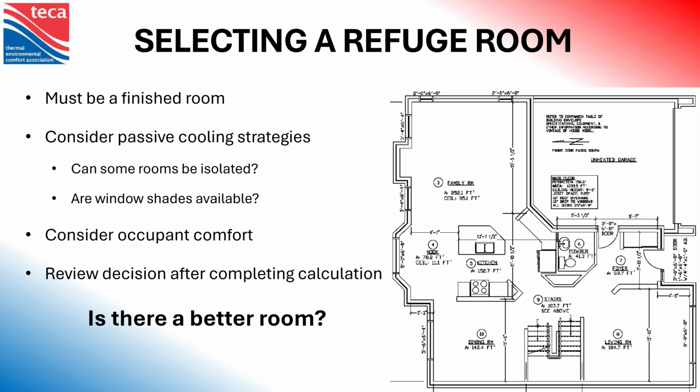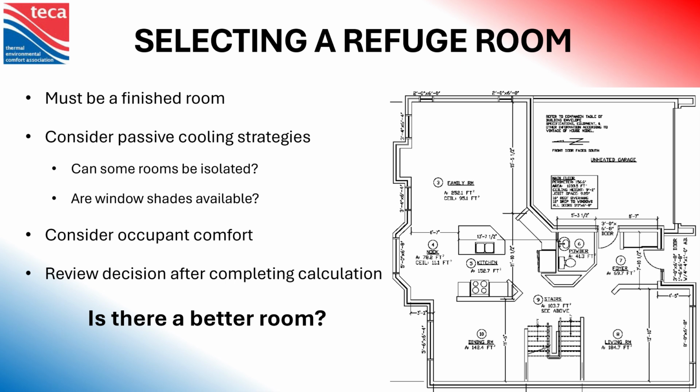So when we're making this decision to select a refuge room, just keep a couple things in mind. So it has to be a finished room. You should consider passive cooling strategies. So in my own home, one of the methods that I use to control the heat is I close off certain doors when it's really hot. I drop the shades, and that allows me to actually get away with a very small amount of cooling for my floor plan, because I'm controlling some of those heat gain loads.